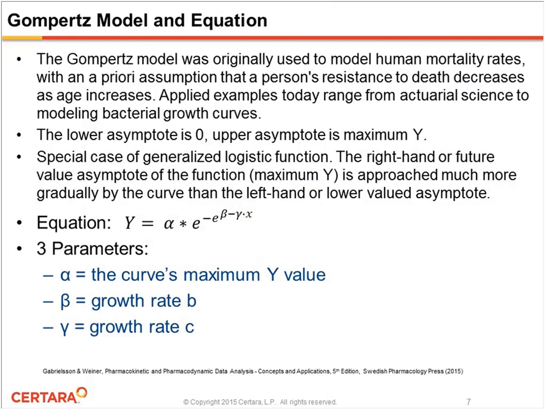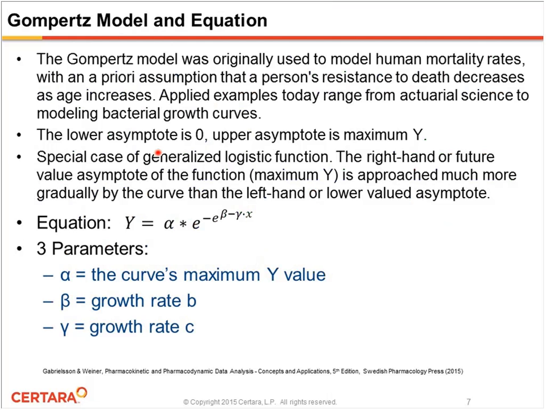The second model that we will consider is the Gompertz model. And this was originally used to model human mortality rates with an a priori assumption that a person's resistance to death decreases as age increases. Applied examples today range from actuarial science to modeling bacterial growth curves.